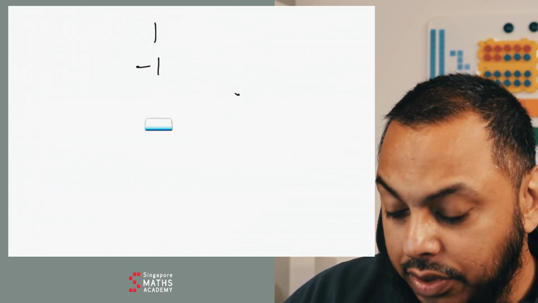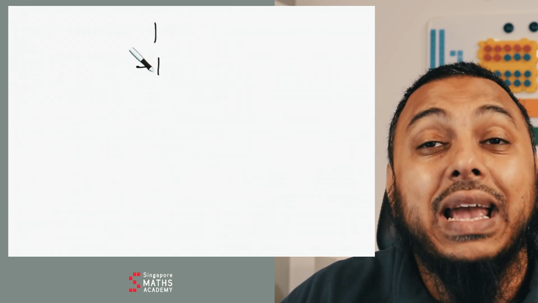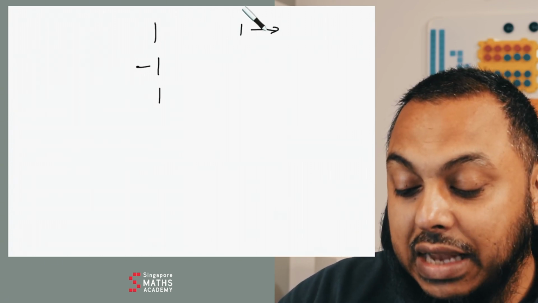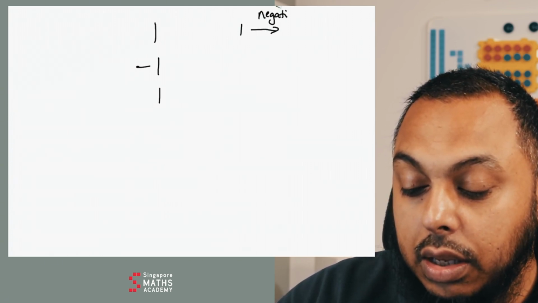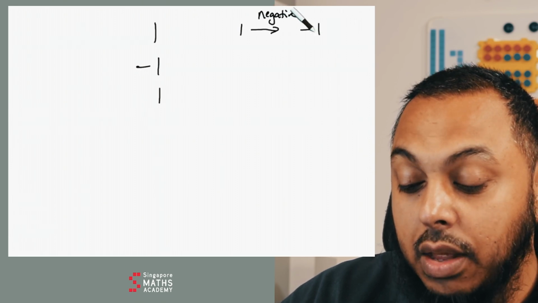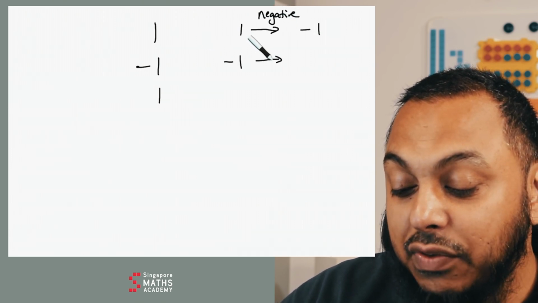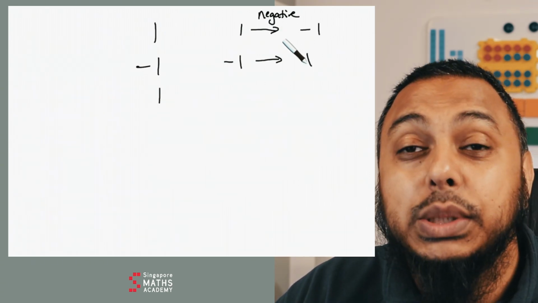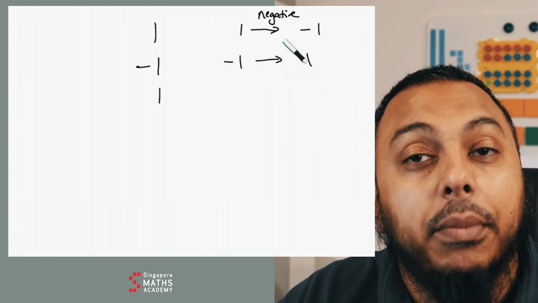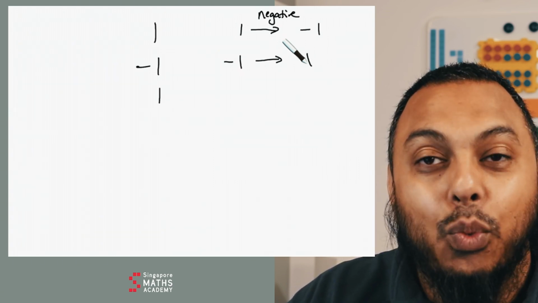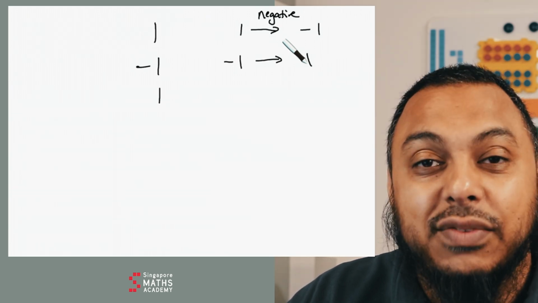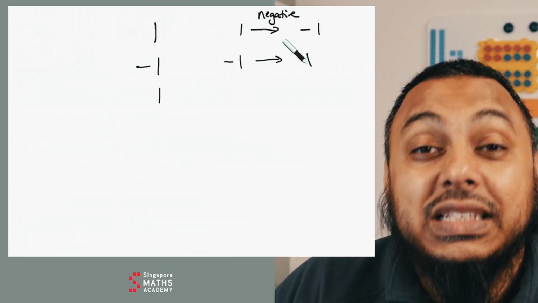What about the negative of negative 1? The negative of negative 1 is 1. So the negative of 1 is negative 1, and the negative of negative 1 is 1. Those are two things that we need to know really well, and we have to remember. The negative of 1 is negative 1. The negative of negative 1 is 1.